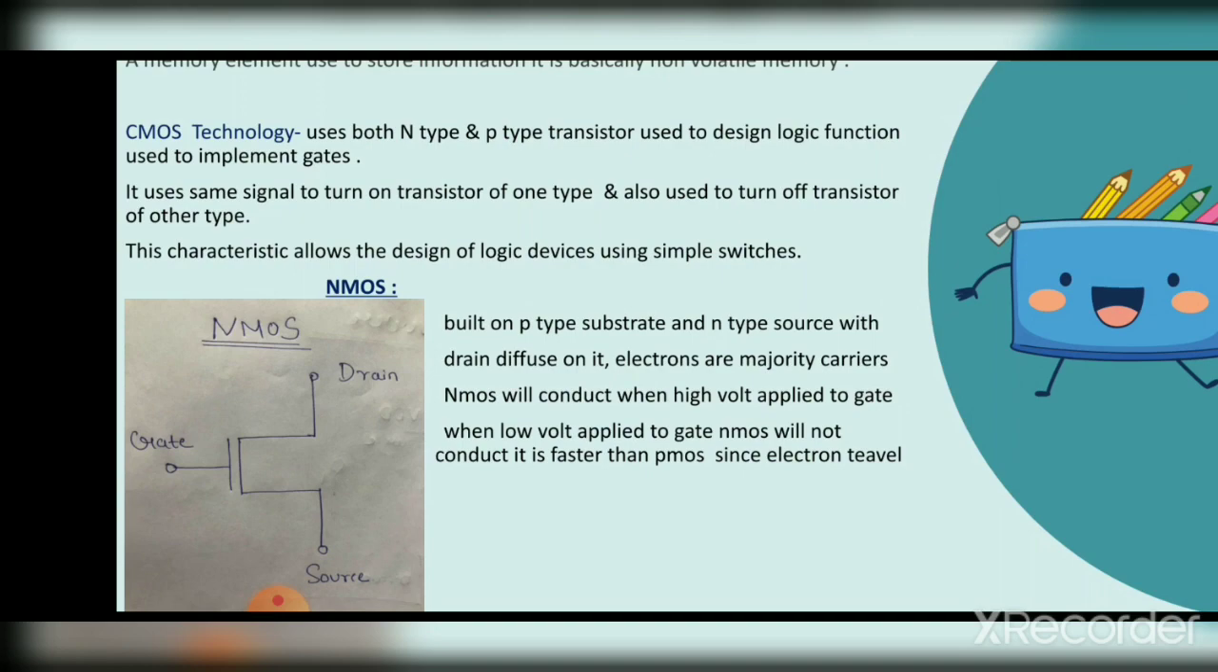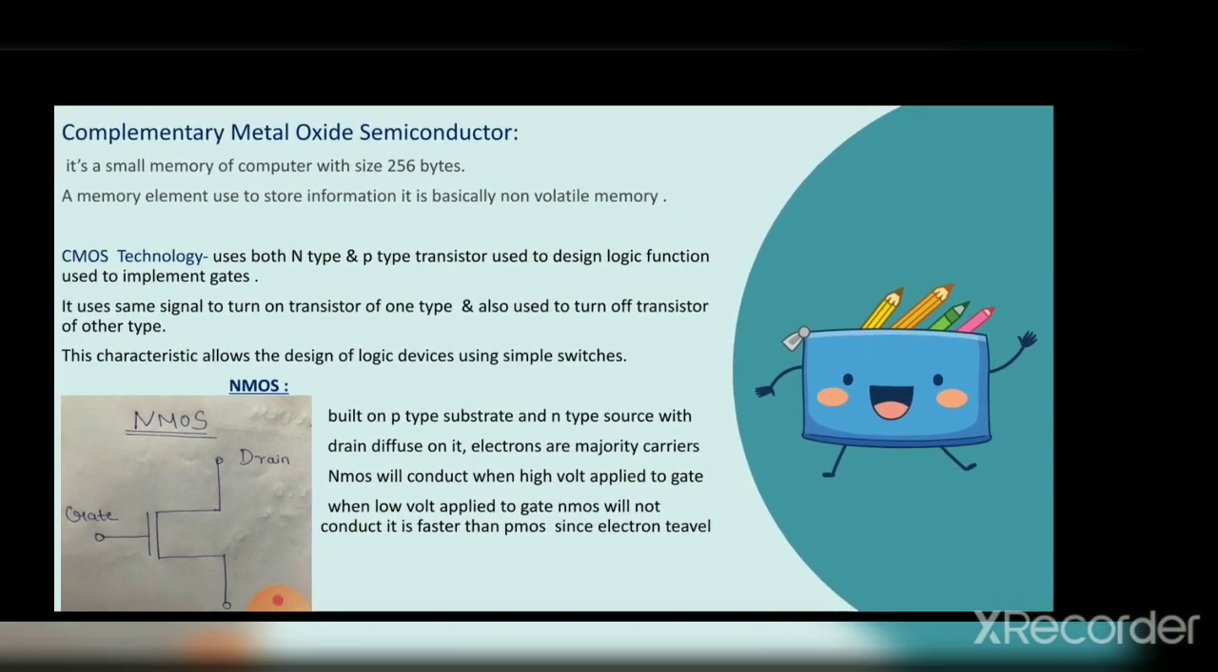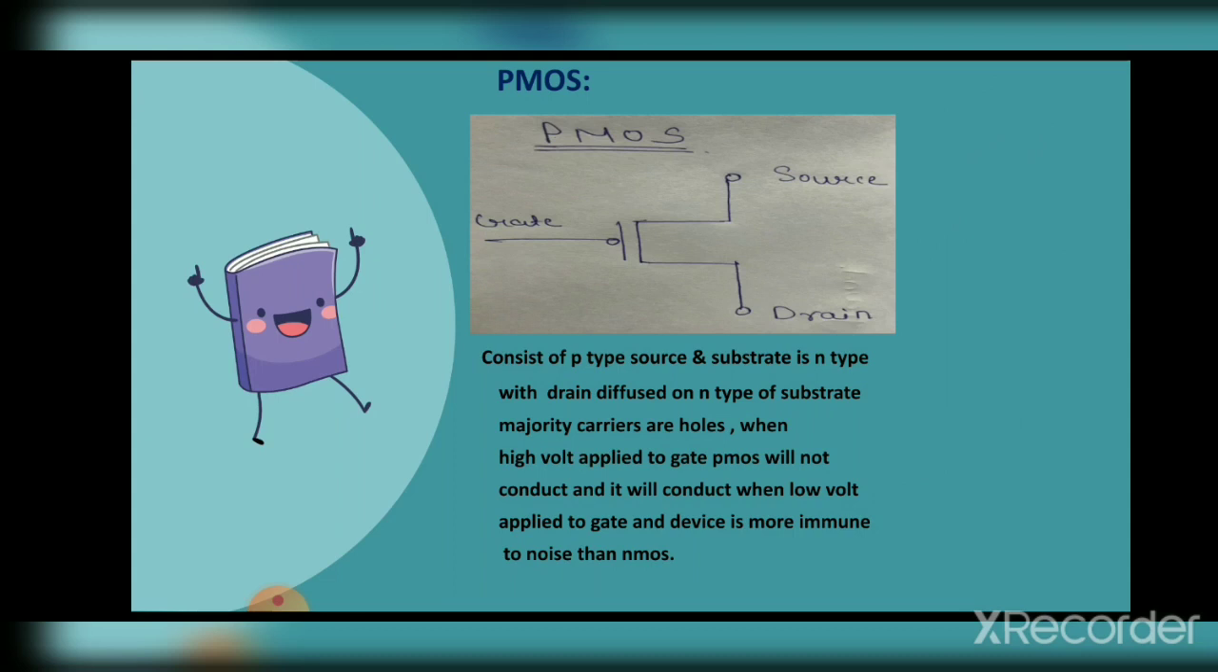Now coming to PMOS. You can see the logic diagram of PMOS. The gate terminal is pointing inside, so it is the same as NMOS, but the difference is the gate terminal is pointing towards the source and drain terminal. In it, the source is p type and the substrate is n type, and the drain is diffused on the n type substrate. In this, the majority carriers are holes.